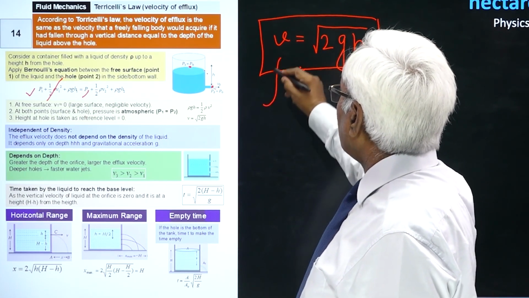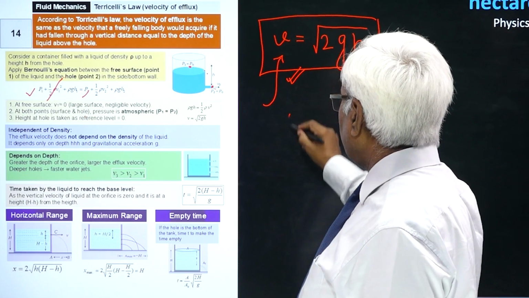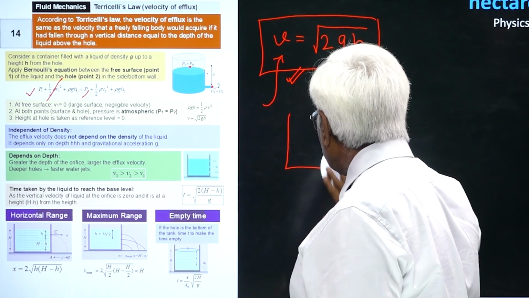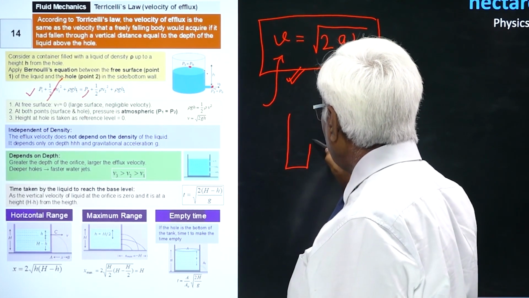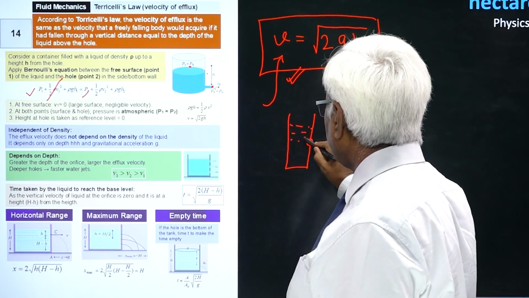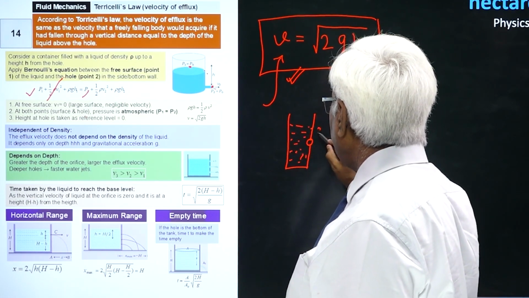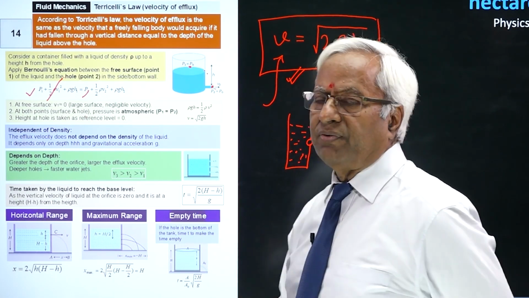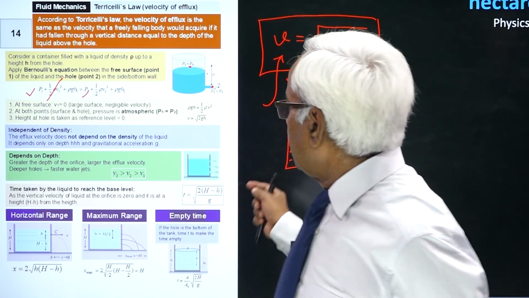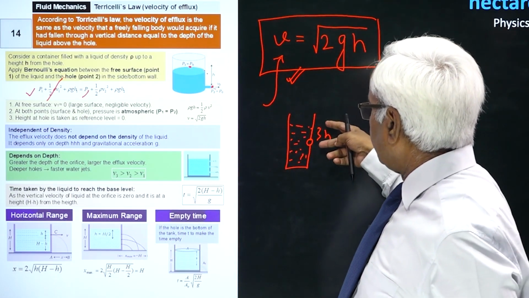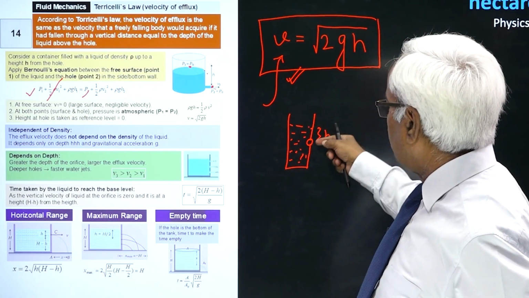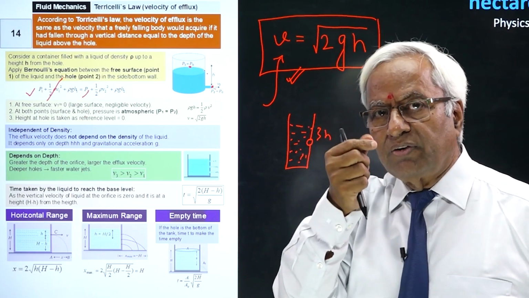This is known as velocity of efflux. This is the velocity of the liquid coming out from the opening at the wall of the container, which is at a depth h below the free surface. This you have to keep in your mind, that the height that we are considering is not in fact the height of the hole from the bottom. This is rather the depth of this hole from the free surface.